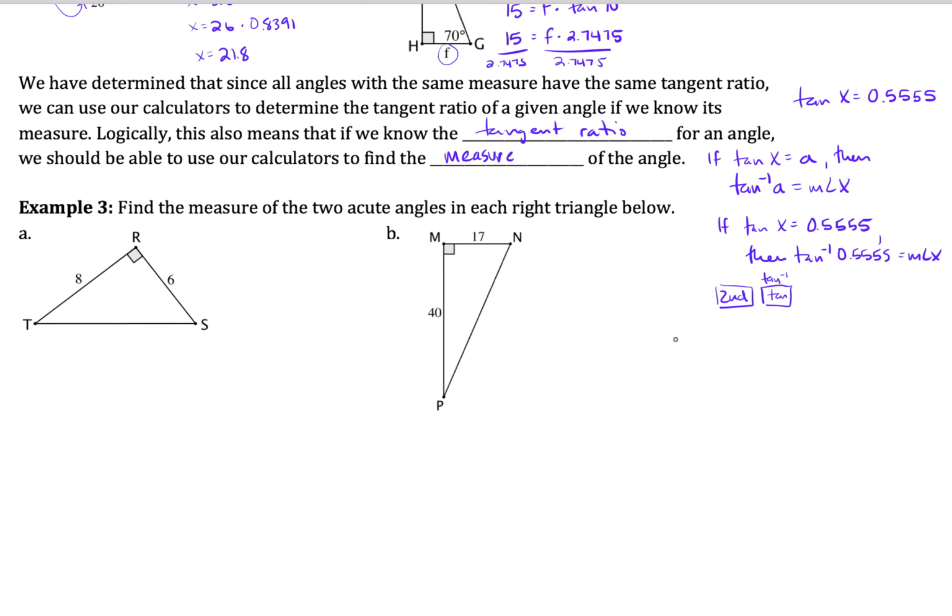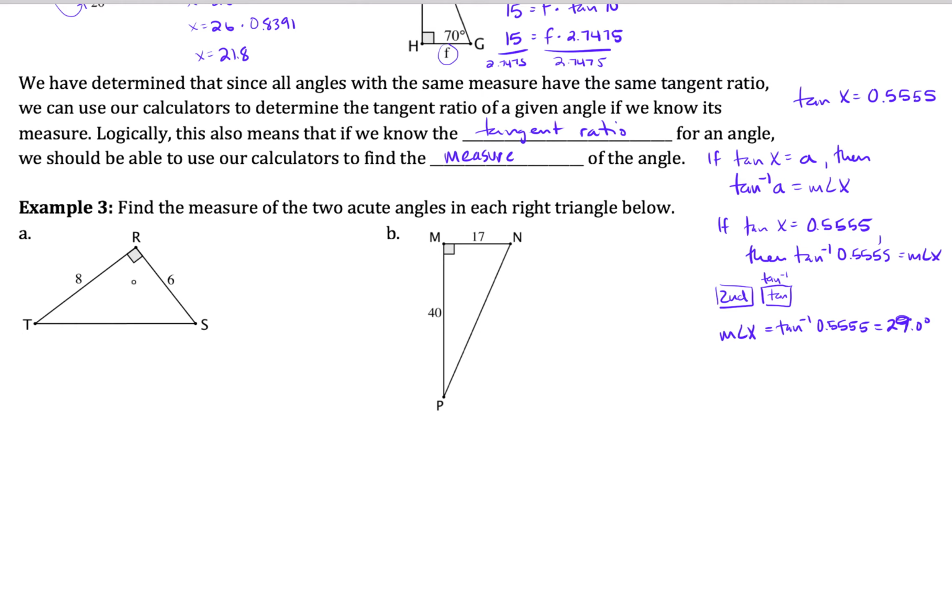0.55555, and that tells me that the measure of angle x, which is equal to the tangent inverse of 0.5555, gives me about 29.0 degrees. Right? So that's it. I knew that the tangent of x, let's say in some random problem, had this measure. I did the tangent inverse of that number, and it told me that the measure of x was about 29. There we go, 29.0.